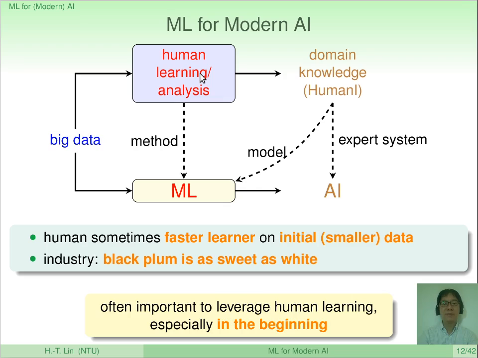And often it is very important to think about how to leverage human learning to help machine learning. Because machine learning, when standalone, may need lots of data and lots of effort to succeed. And if there are places where humans can help, then we can build the artificial intelligence, or actually application intelligence, much faster.